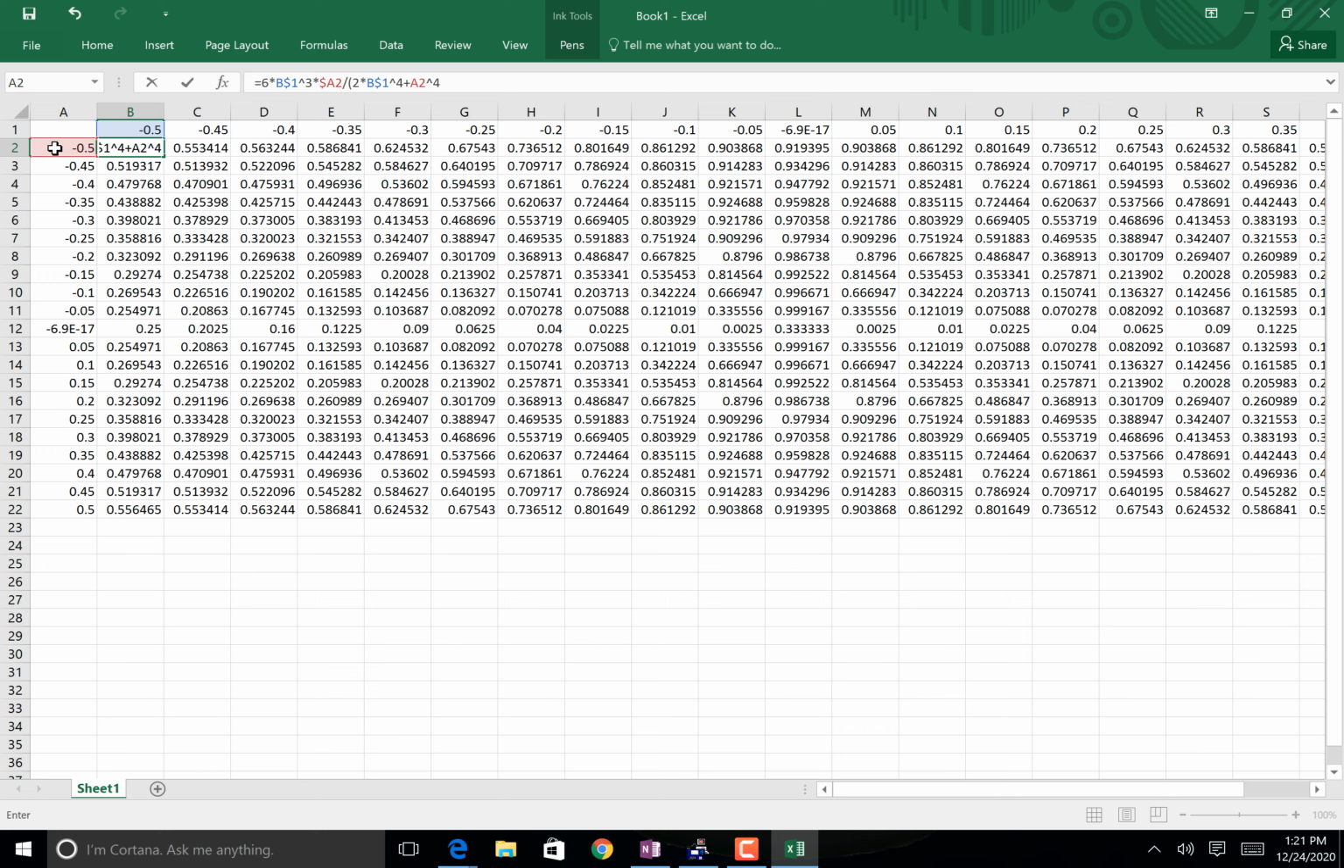Now be careful what I do. I forgot to lock that in. Are you with me? I need to lock that in front of the a. There you go. And then close your parentheses. Enter. Now I'm going to paste it down. And then paste it across.